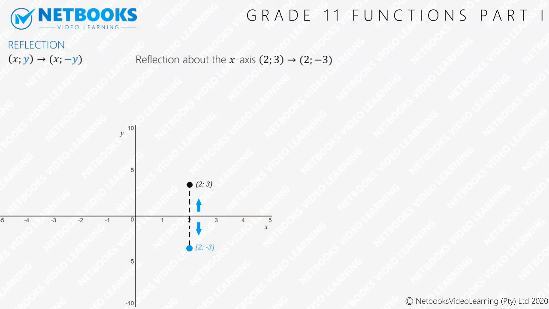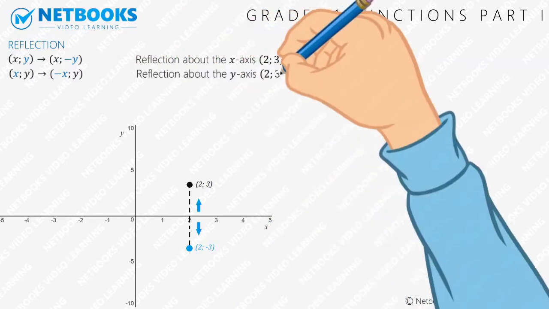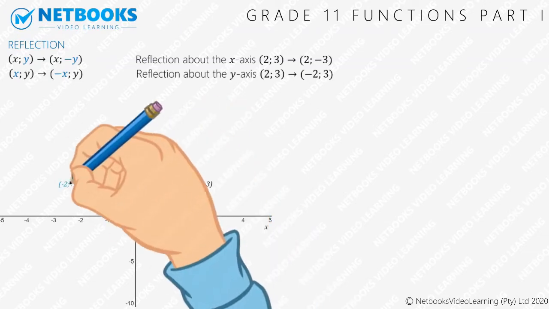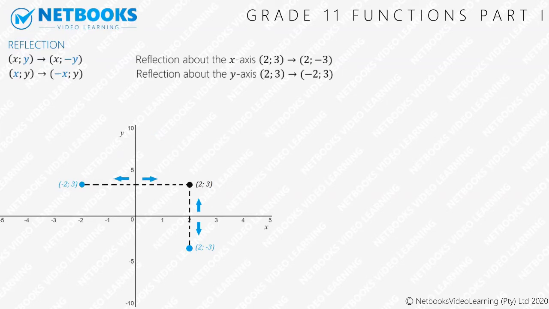Now, let's move on to a reflection about the y-axis. Once again, a demonstration will help us understand this. When reflecting about the y-axis, the x-coordinate will change signs. We have 2, 3 becoming negative 2, 3. Graphically, we need to create a mirror image of the coordinate point across the y-axis. That means that the positive x distance from the y-axis must now become the mirrored distance in the negative direction.